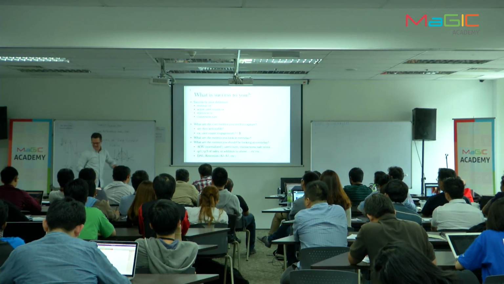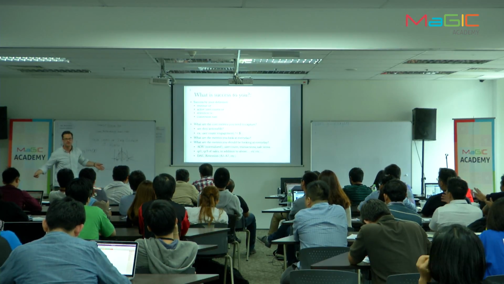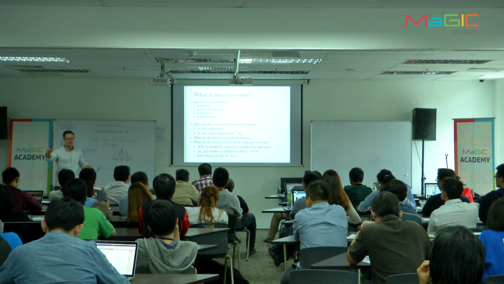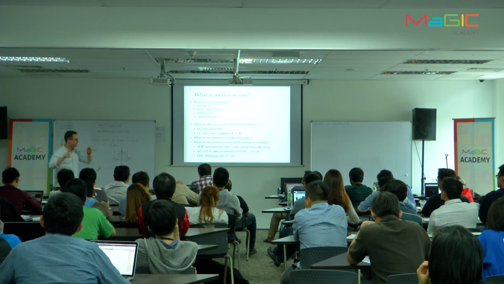Okay, then the last thing is DAU. Does anyone know what a DAU is? Daily active users. MAUs, monthly active users, WAUs, and so on.